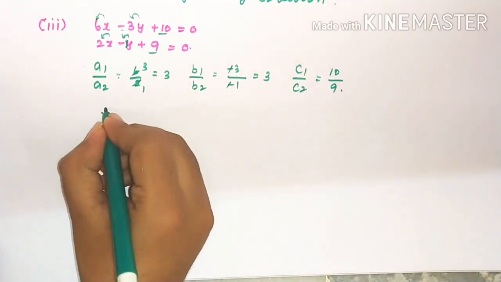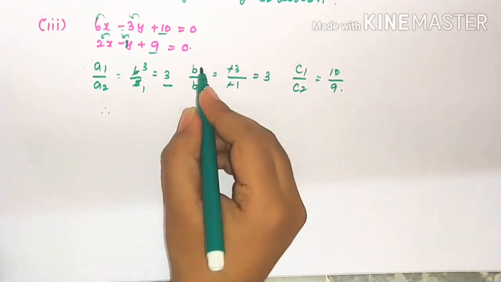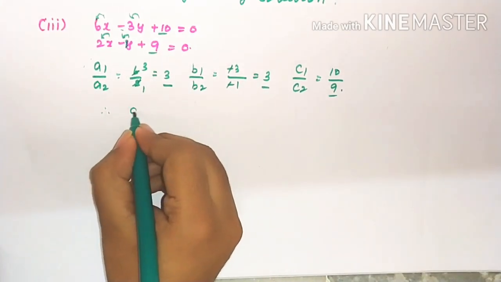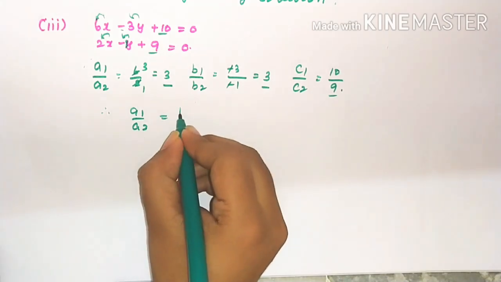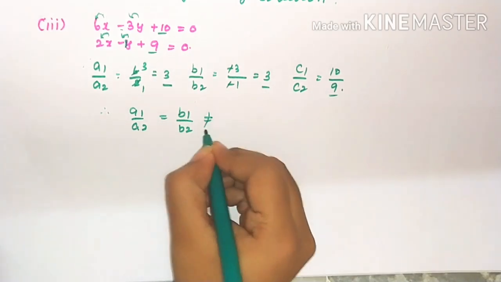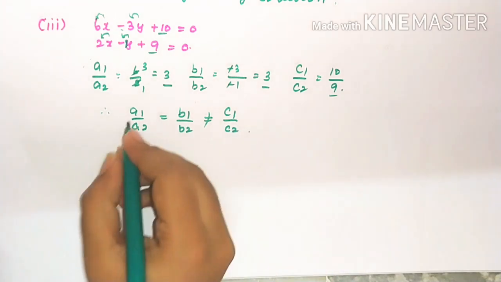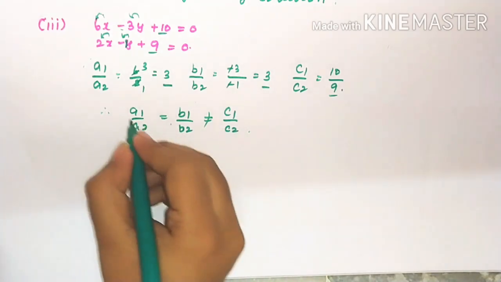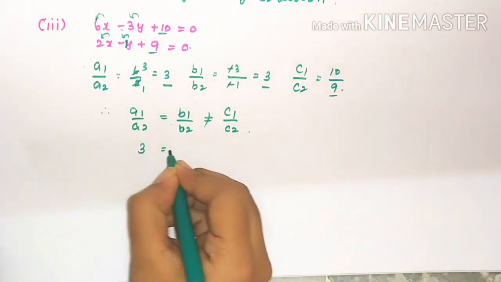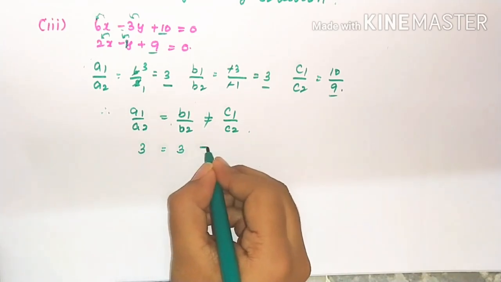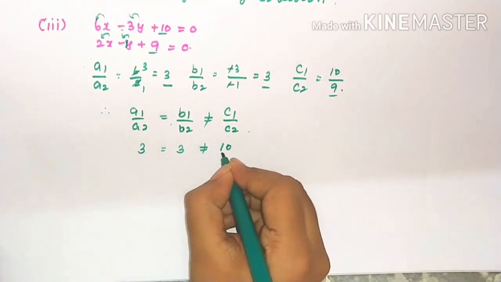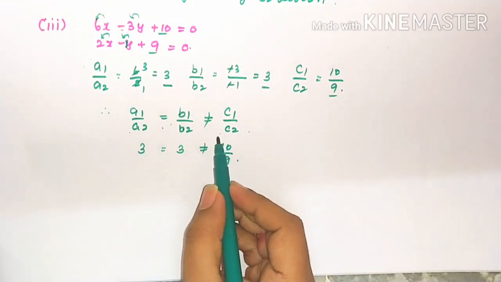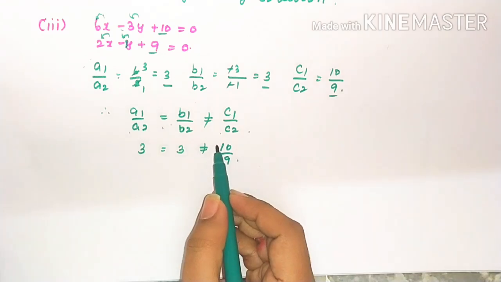So listen here, a1 by a2 is 3 and b1 by b2 is also 3 and c1 by c2 is 10 divided by 9. Therefore, a1 by a2 is equal to b1 by b2 and not equal to c1 by c2. So a1 by a2, what do you get? 3. Equal to b1 by b2, 3. Not equal to c1 by c2, which is 10 divided by 9. Now we know that it is parallel lines and no solution.